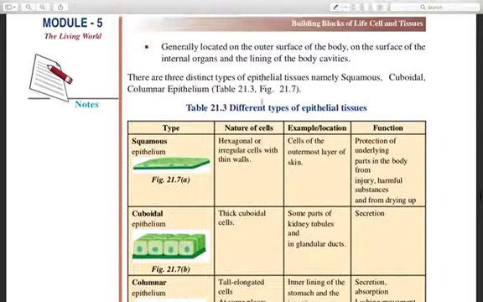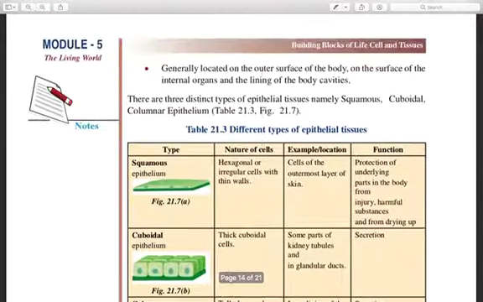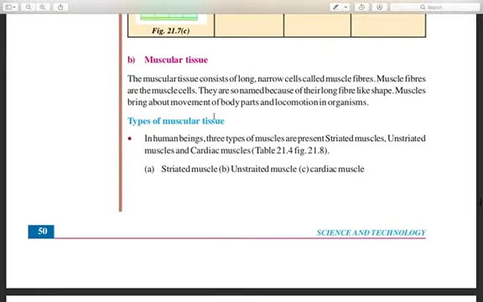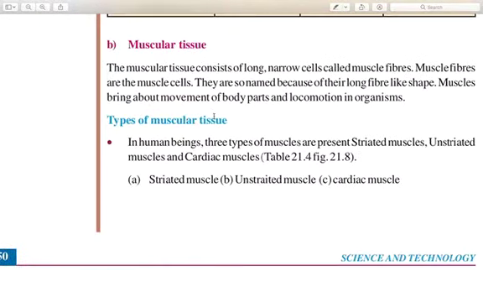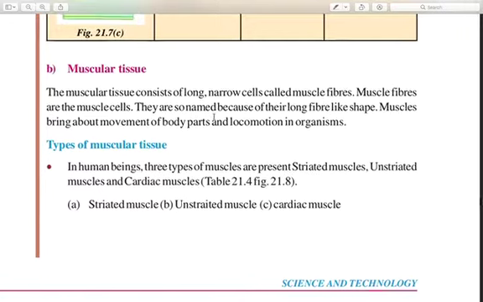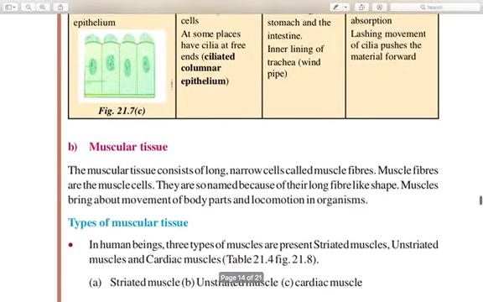Last class we stopped at the epithelial tissues in the animal tissue section, and inshallah we will cover the rest of the section in this class. So in this class, muscular tissue is the second section under the animal tissues.